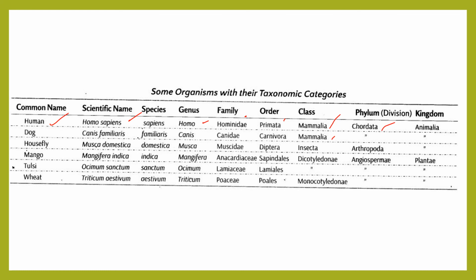I'll take a common example, wheat. The scientific name of wheat is Triticum aestivum. The species is aestivum. The genus is Triticum. It belongs to family Poaceae, order Poales, class Monocotyledonae. And what is the division? Since it is a plant, I'll call it division. It belongs to Angiosperms. Which kingdom does it belong to? It belongs to Plantae. So this is all about taxonomy, systematics, and taxonomic categories.